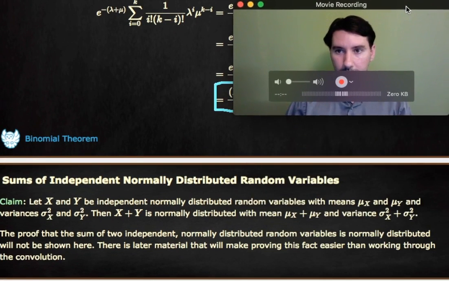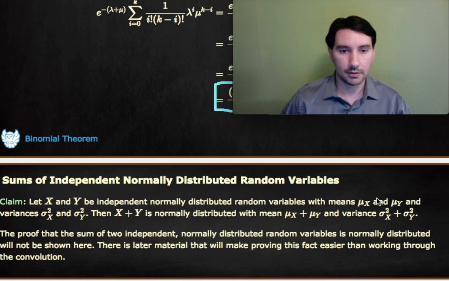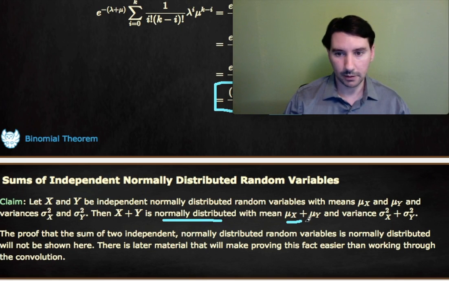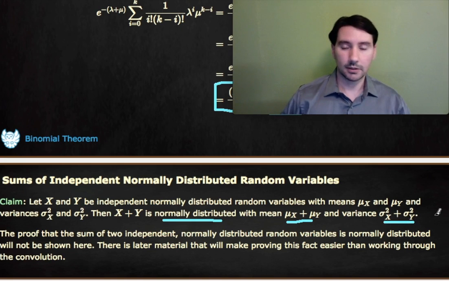And for the actuary exam, according to the most recent syllabus, for continuous random variables, you only need to know how to add two independent, normally distributed random variables. So let's let X and Y be independent. Again, that's a necessary condition, independence, and normally distributed with means mu X and mu Y, and variances sigma X squared and sigma Y squared. Once again, we can just add the parameters. So X plus Y is normally distributed with mean mu X plus mu Y, and variance sigma X squared plus sigma Y squared.